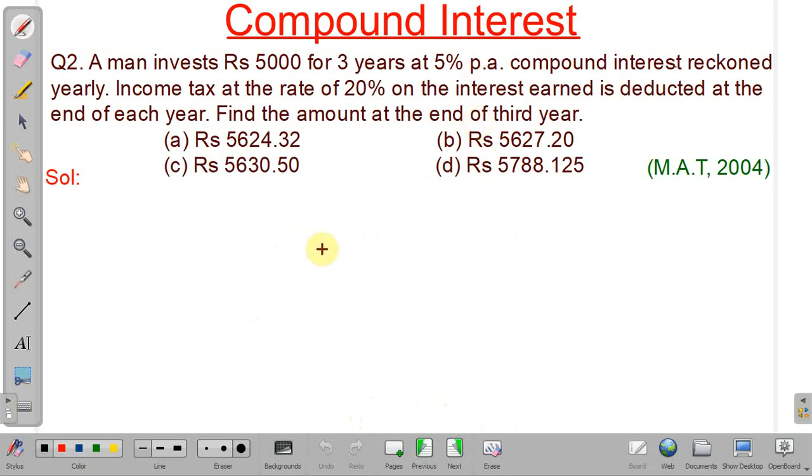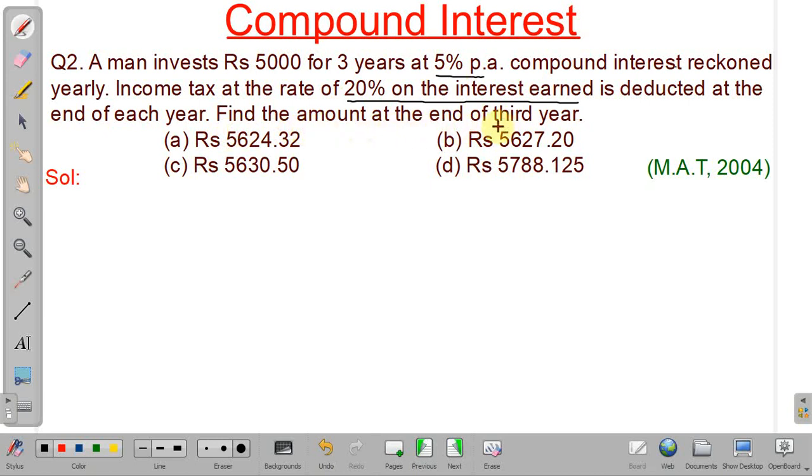See, in this problem what is given: a man invests rupees 5,000 for 3 years. The rate of interest is 5% per annum, compounded yearly. And it is given that income tax will be deducted at the end of year, and tax rate will be 20% on interest earned. Okay, so tax will be deducted on interest earned, and the percentage is 20%. So we have to find the amount at the end of third year.